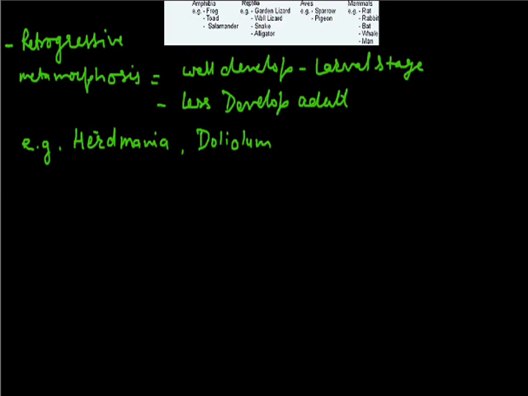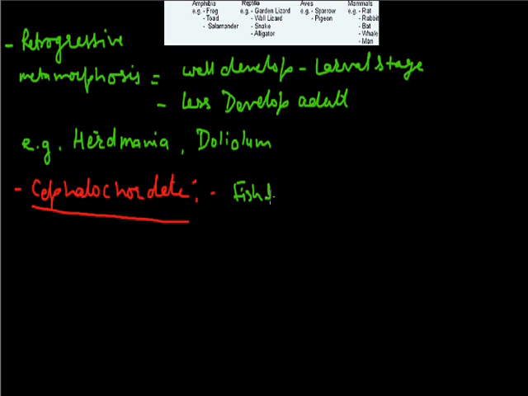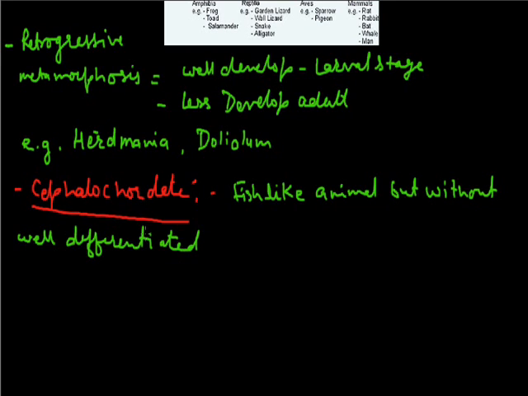Now we discuss the next group, the Cephalochordates. This is another subphylum of Protochordates. In this group, the animals are fish-like but not true fish-like animals, and they are without a well-differentiated head. So these animals are called the cephalochordates.